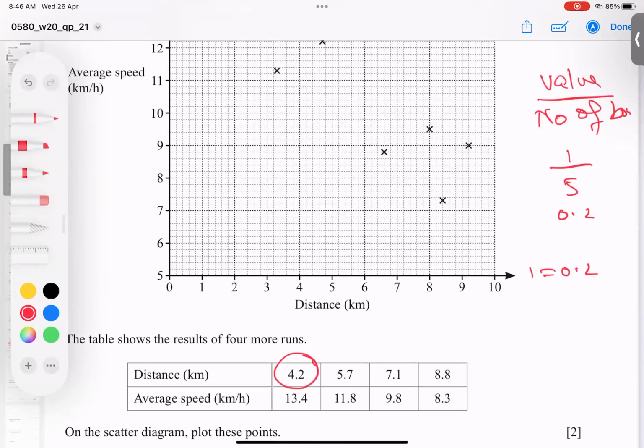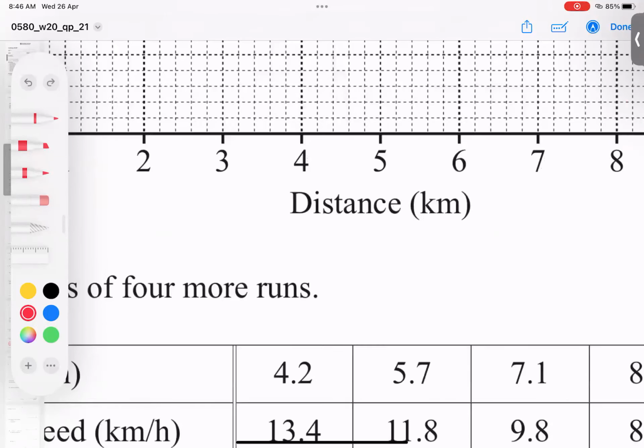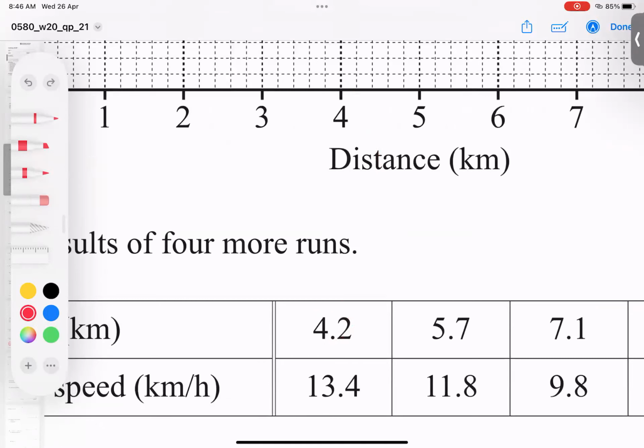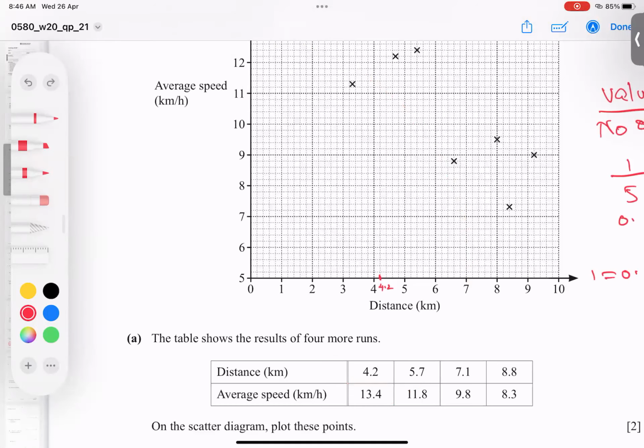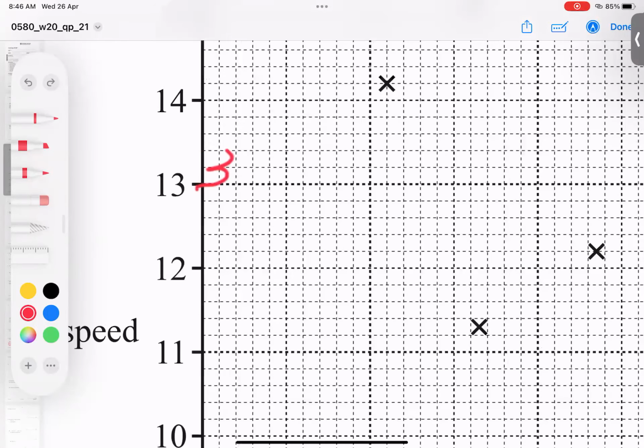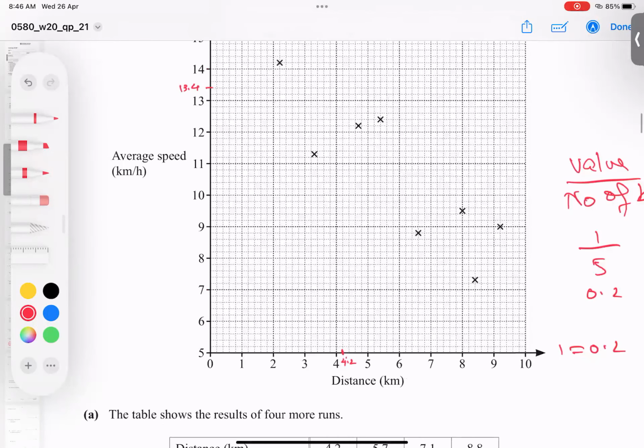Where's 4.2? As you know, 1 box is 0.2. So let's plot. 4.2 is here, because 4.2, 4.4, 4.6, 4.8, and 5. So this is 4.2. Where is 13.4 now? 13.2, 13.4. This is 13.4. I hope that's clear. Where do they meet? Let me check. Yes, correct. The point is exactly the same here and here.